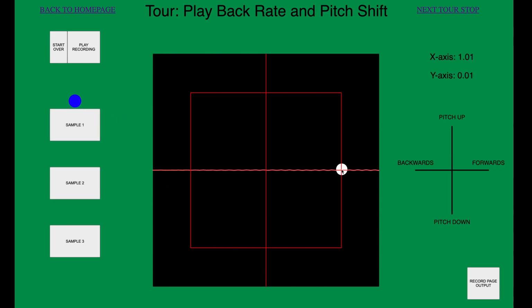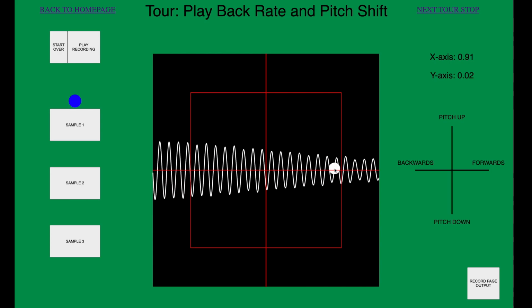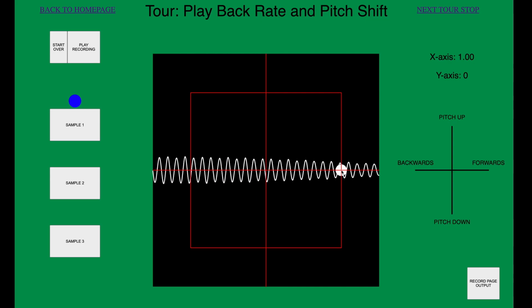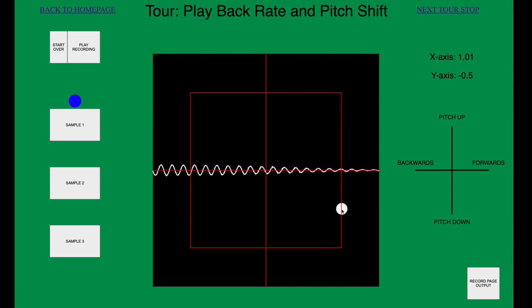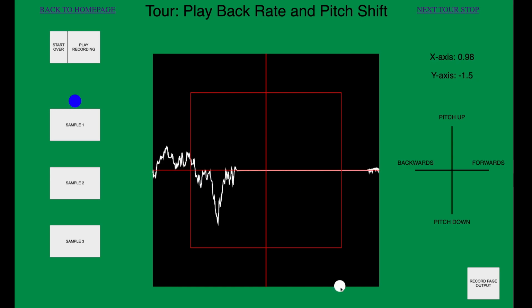So this is, let's see if I can get to 1, 0. Okay, so that's normal speed forward and then no pitch shift. But I can bring the pitch shift down an octave, or up an octave, or up an octave and a half, or down an octave and a half.